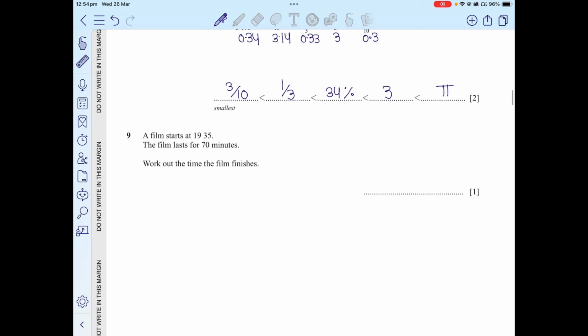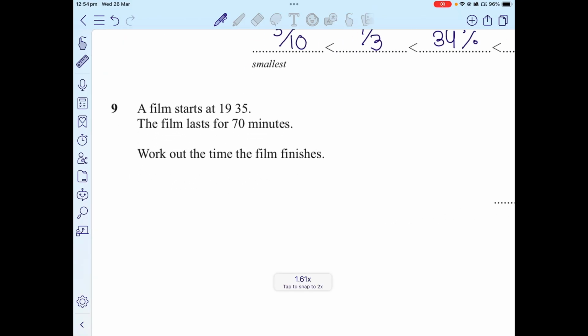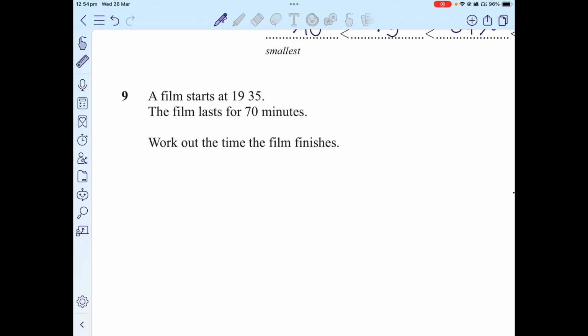Okay. And how did we do it? We convert all of them to approximate decimal values, and then we see the answer. The next question says a film starts at 1935 and the film lasts for 70 minutes. Work out the time the film finishes.